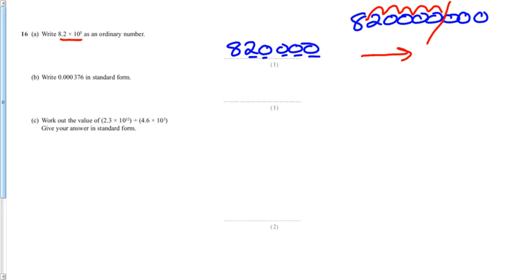The next question, we've got 0.000376. So we've got to write that in standard form.